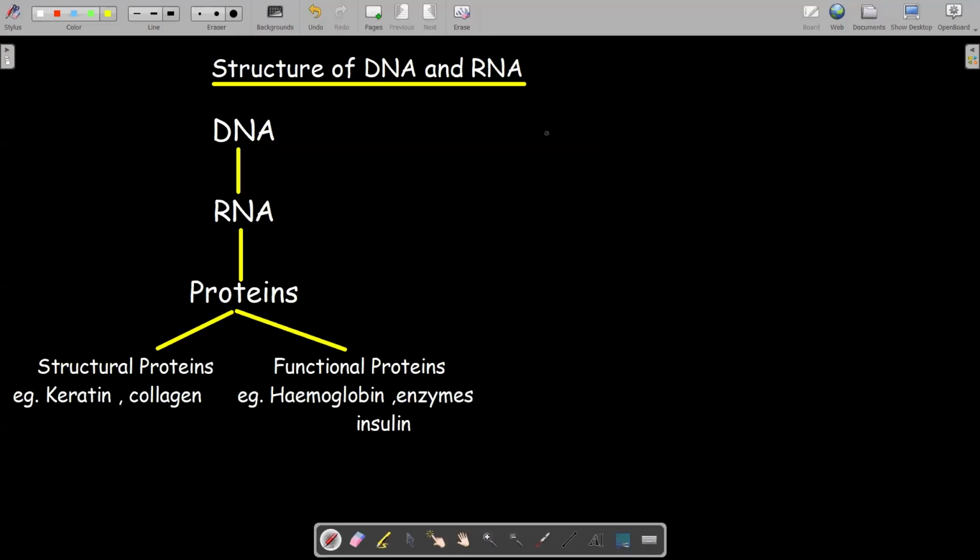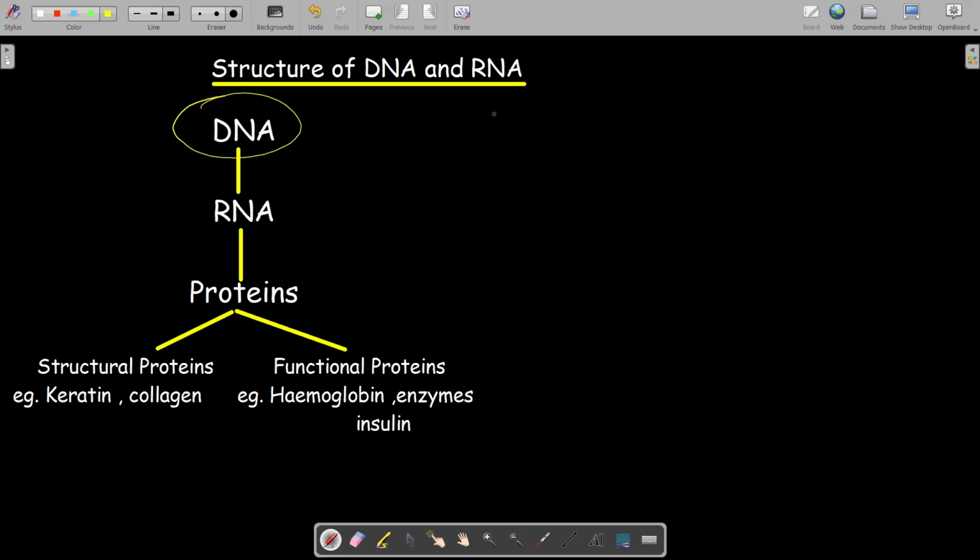Hey guys, today we'll learn the structure of DNA and RNA in a very simple manner. So, what is DNA? First of all, the very fundamental of life depends on DNA. Why is a monkey different from us, or an onion different from a monkey?